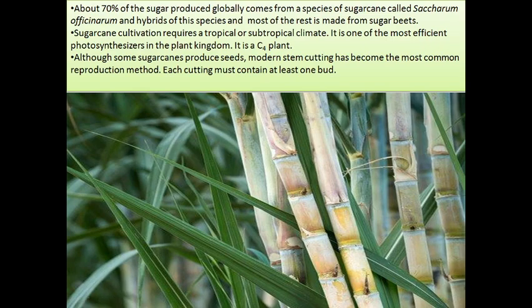Now let me tell you, about 70% of the sugar produced globally comes from the species of sugarcane called Saccharum officinarum and its hybrids, and the rest is made from sugar beets. Sugarcane cultivation requires a tropical or subtropical climate. A tropical climate is one where the summers are very hot and the winters are not so cold. It is one of the most efficient photosynthesizers in the plant kingdom, and it is a C4 plant.